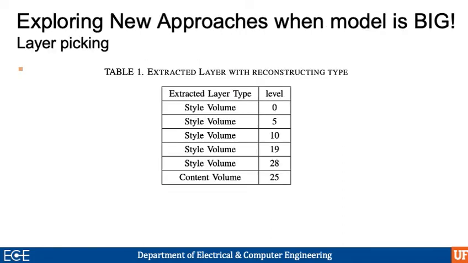VGG is quite big. The size of it is about 426 megabytes in total, and so we need to pick certain layers for constructing the style loss, and some of them are going to be constructing the content loss. So here you can see in the table we pick layers 0, 5, 10, 19, and 28 to build the style loss, and the content layer we choose is 25.